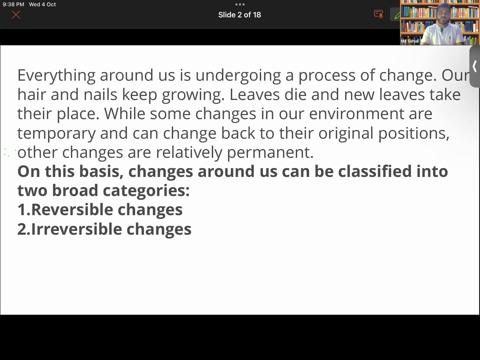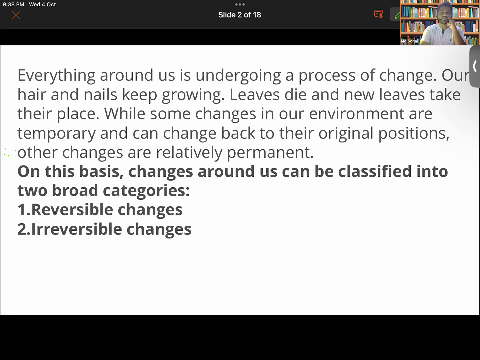If you were to crush a soft ball, it will regain its shape, right? So some of the changes we see are reversible in nature. Also, if you were to elongate a spring, it will regain its original size. So changes are of two types. Then there are some changes that cannot be reversed.